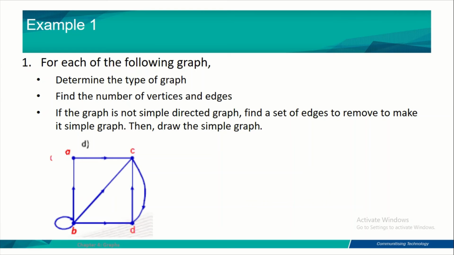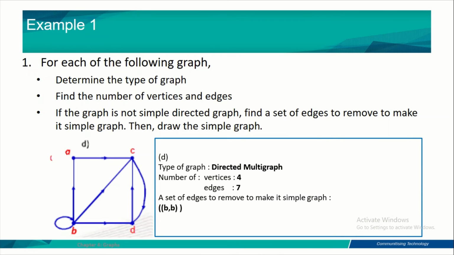Let's see the D. D is a directed graph. We see that it has a loop. The simple directed graph cannot have loops. So we have the choice of the multigraph, directed multigraph. So the type of graph is directed multigraph. Number of vertices 4, edges 7. A set to remove to make a simple graph: just remove the loop. So we get the simple graph.